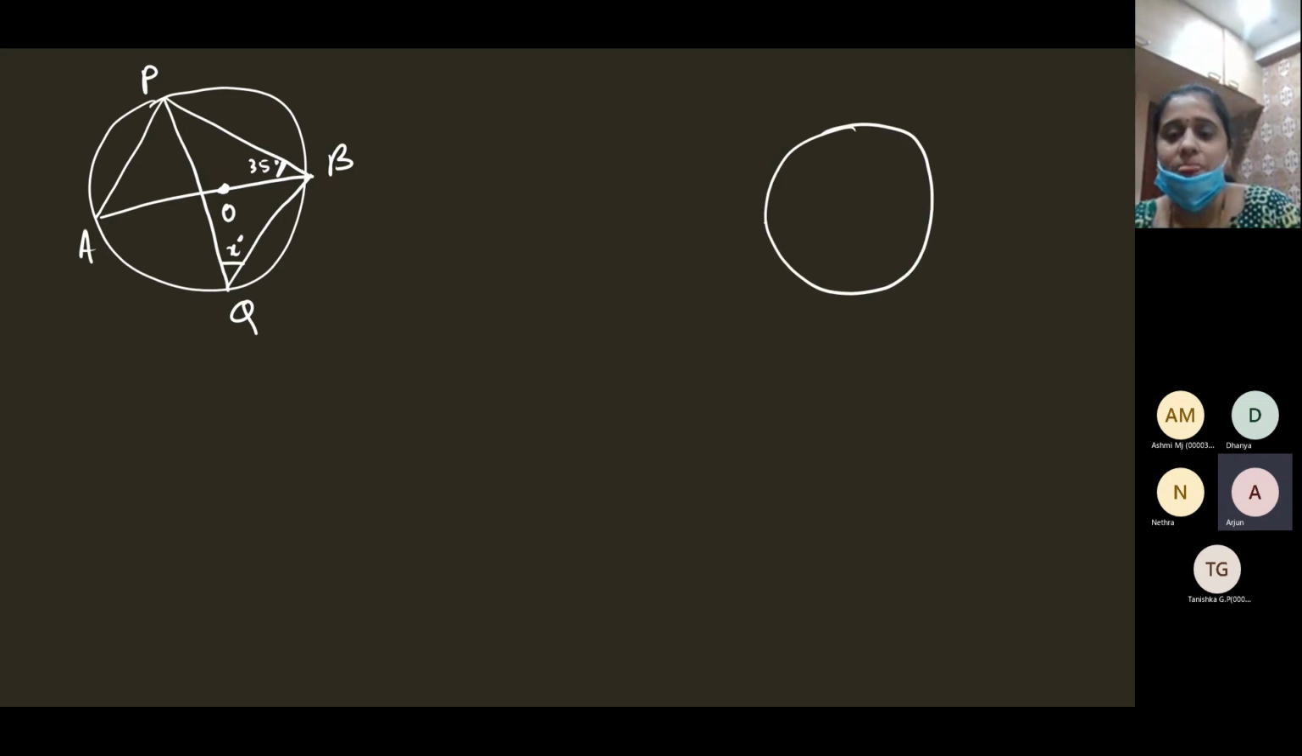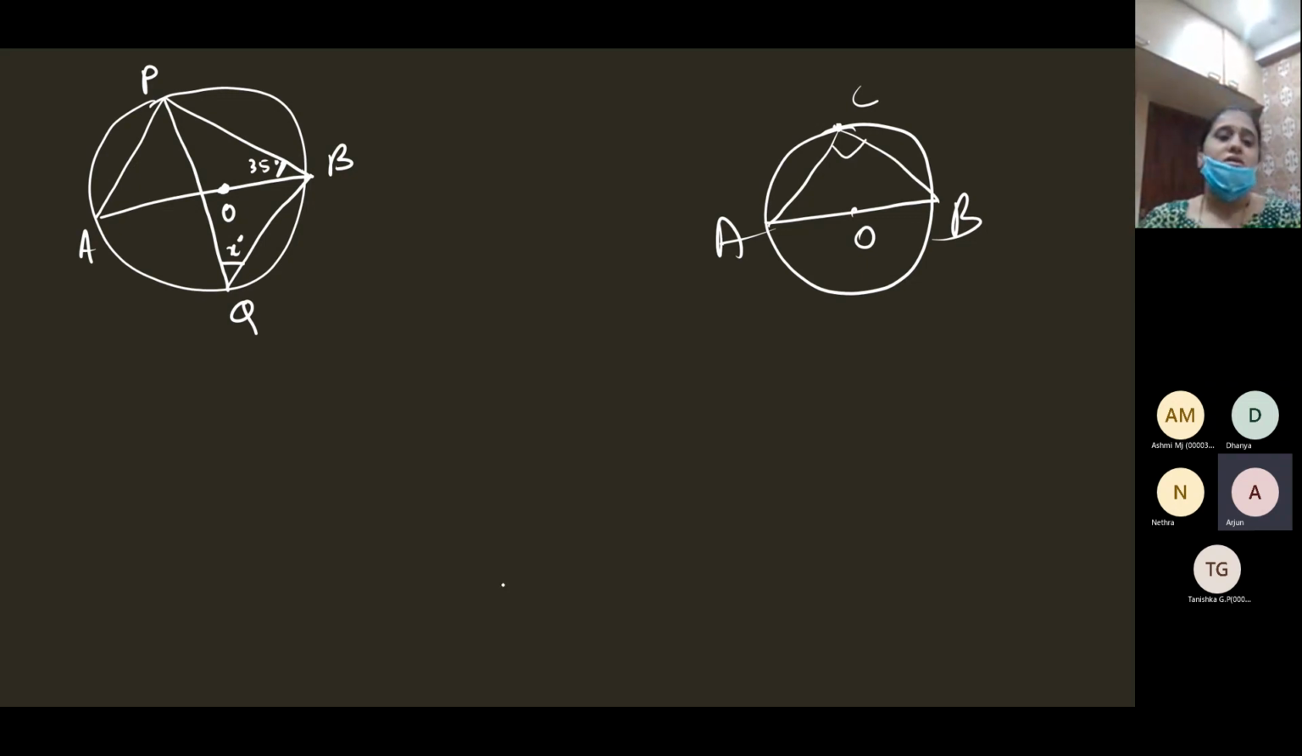See, a circle, diameter AB. So how do you use this theorem, angle in a semicircle is a right angle? Take any point on the circumference. Suppose C, join A to C, B to C. This is 90 degrees. This is the diameter AB. And you can see the point P here. A to P, B to P. So isn't this 90 degrees?